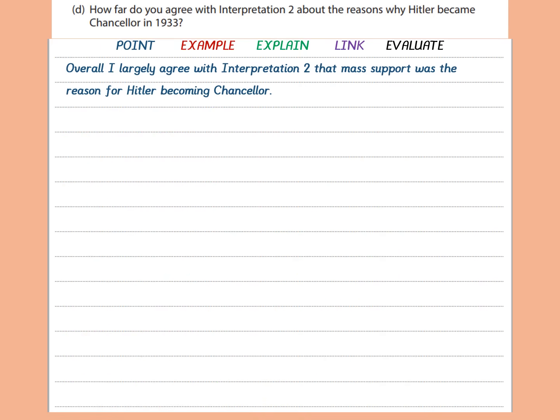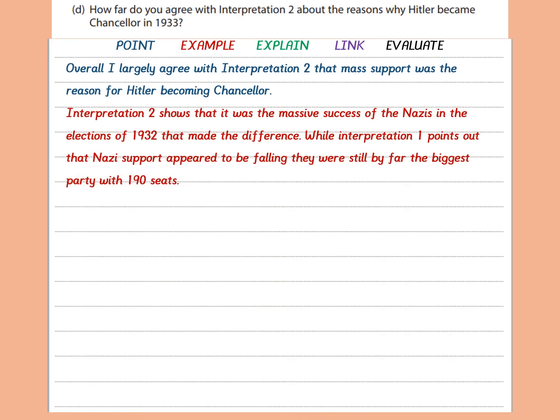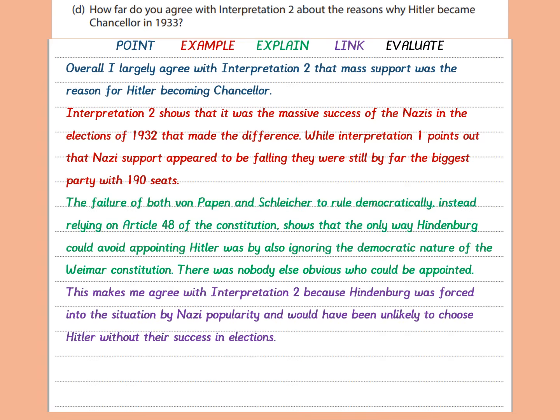Overall, I largely agree with interpretation 2 that mass support was the reason for Hitler becoming Chancellor. So my point here is consistent with what else I've written. Interpretation 2 shows that it was the massive success of the Nazis in the elections of 1932 that made the difference. While interpretation 1 points out that Nazi support appeared to be falling, they were still by far the biggest party with 190 seats. The failure of both von Papen and Schleicher to rule democratically, instead relying on Article 48 of the Constitution, shows that the only way Hindenburg could avoid appointing Hitler was by also ignoring the democratic nature of the Weimar Constitution. There was nobody else obvious who could be appointed.